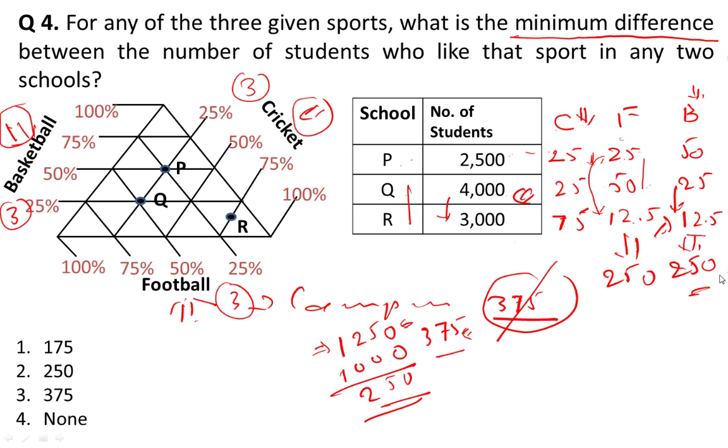So coming to the question, for any of the three given sports, what is the minimum difference between the number of students who like that sport in any two schools? The minimum difference between any two schools is 250, either of this figure or this. At the end you are concerned with the value, that is 250. Option choice 2.